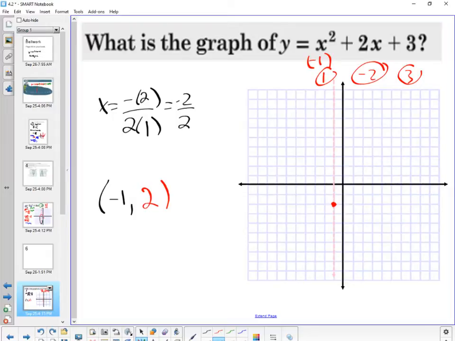Wait. Positive, not negative. Darn negative. That's already 2, huh? Okay. So what's my y-intercept? It's at (0, 3). So 1, 2, 3, and there's a point there. There should be one right here on the other side.